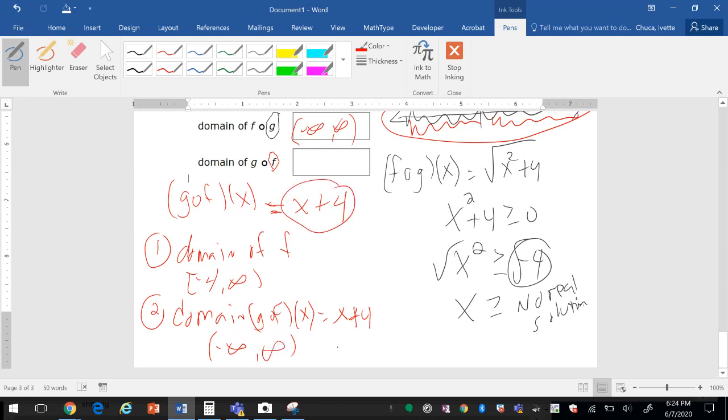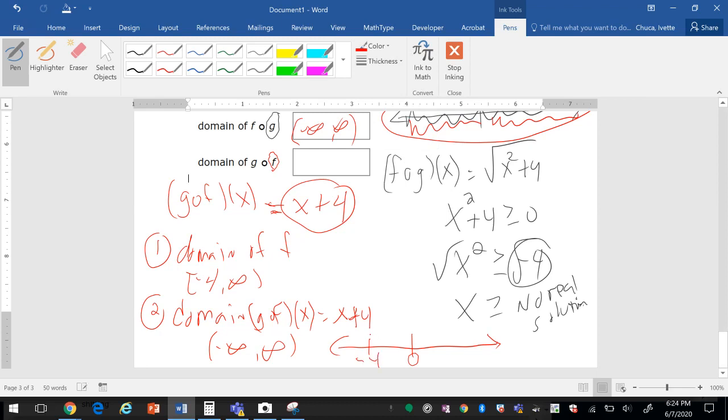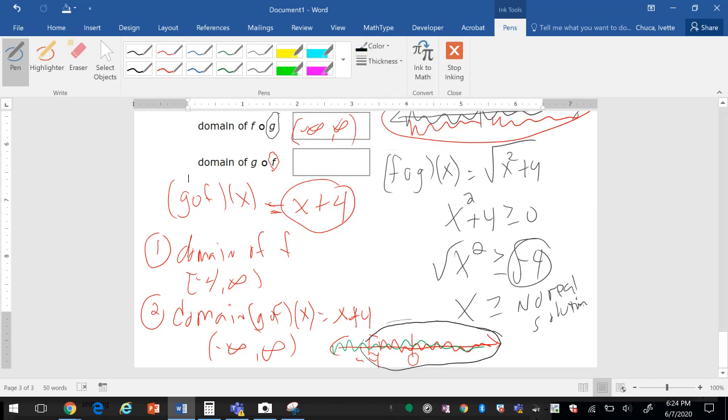So now if we draw a number line, it's going to be whatever they have in common. So this is 0 here. So I'm going to make this in red for the function f. So here's -4. So the domain for f is going to be all this in red. And the domain for the actual composition is going to be everything that is in green. So if you notice here, what they have in common is actually from here to here. So the domain for this composition is going to go from -4 to infinity.